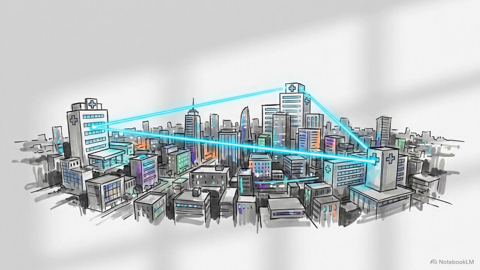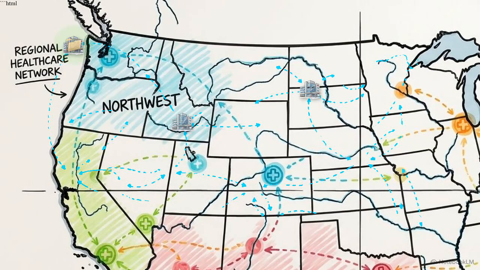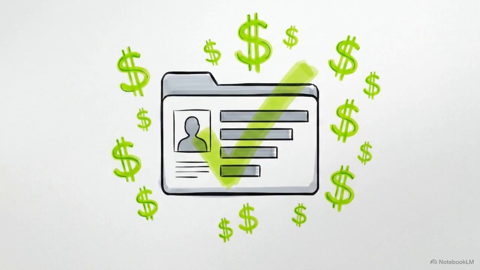For massive integrated delivery networks spanning multiple hospitals and clinics, this requires an enterprise master patient index to track a single patient across entirely separate geographical databases. Without flawless data governance at this exact point of entry, every subsequent clinical and financial system attempts to build upon a fractured foundation. Once patient identity is secured, the organization must accurately capture the revenue generated by their visit.